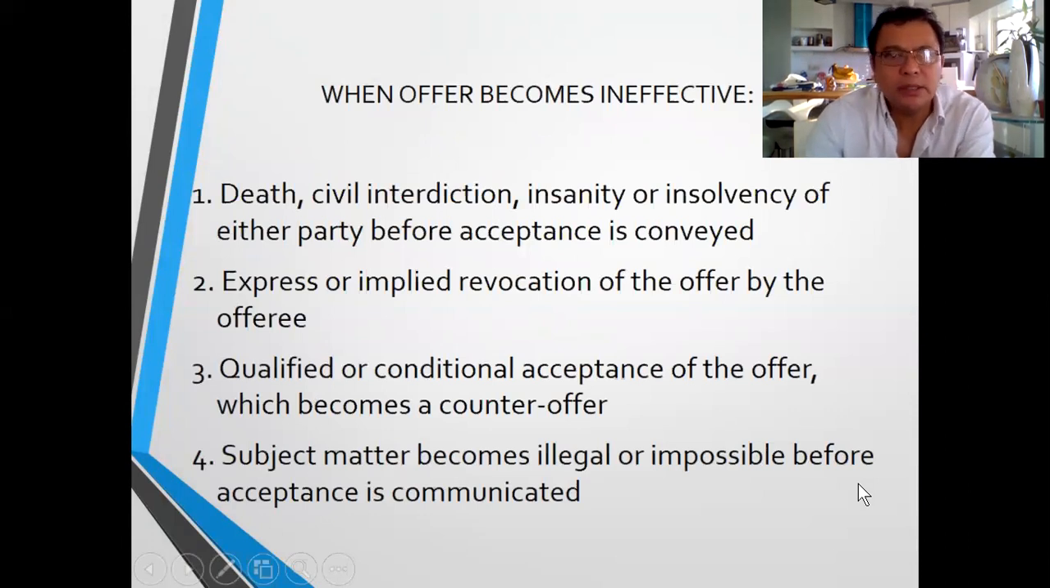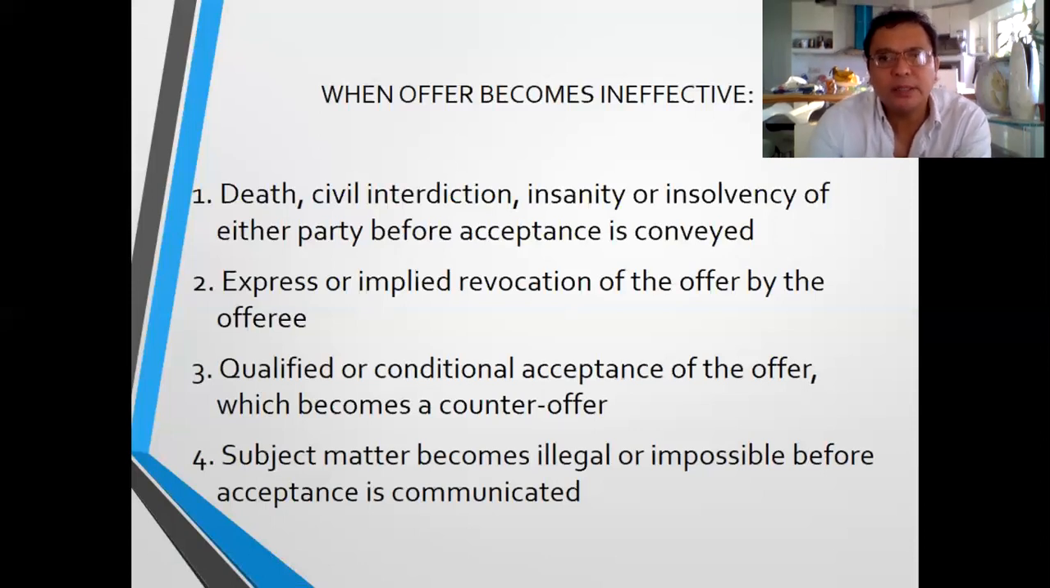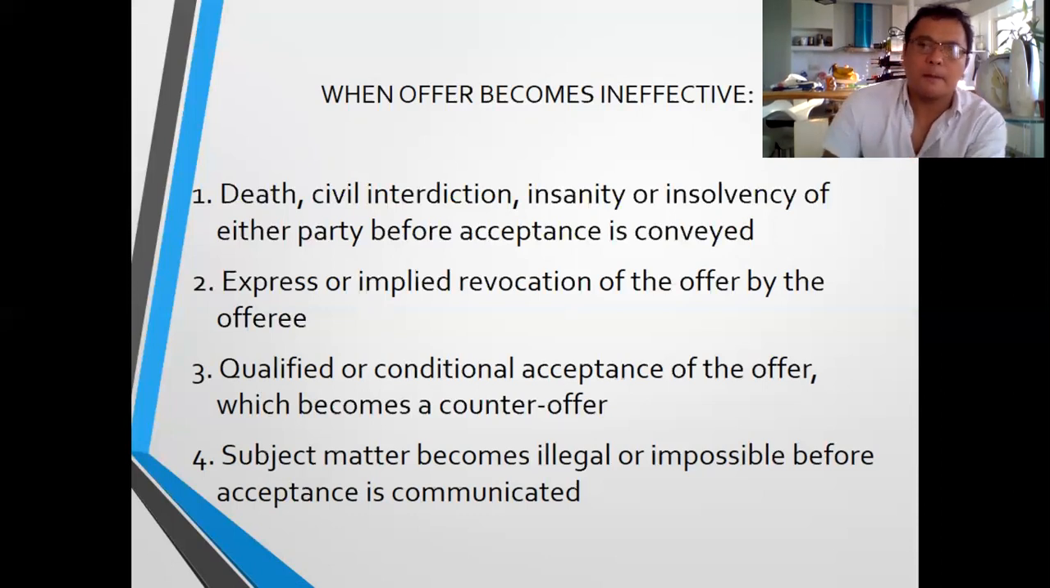So in some cases, when the offer is not accepted and then the offerer dies, or any of the party dies, then the offer becomes ineffective. So in some cases, the offer becomes useless, no? So these are the instances when the offer becomes ineffective: when there is death, civil interdiction, insanity, or insolvency of either party. So the offerer dies or the offeree dies, or civil interdiction.